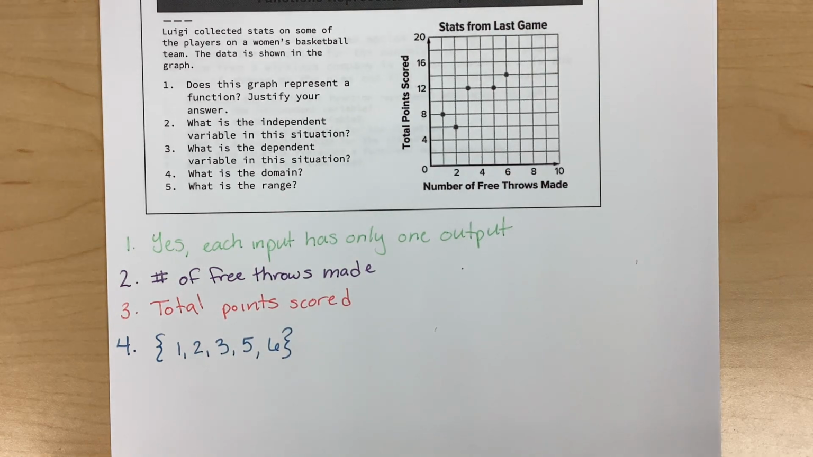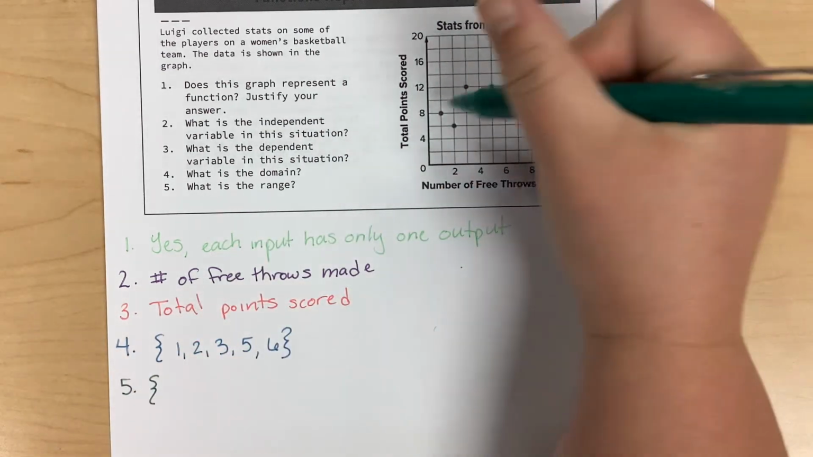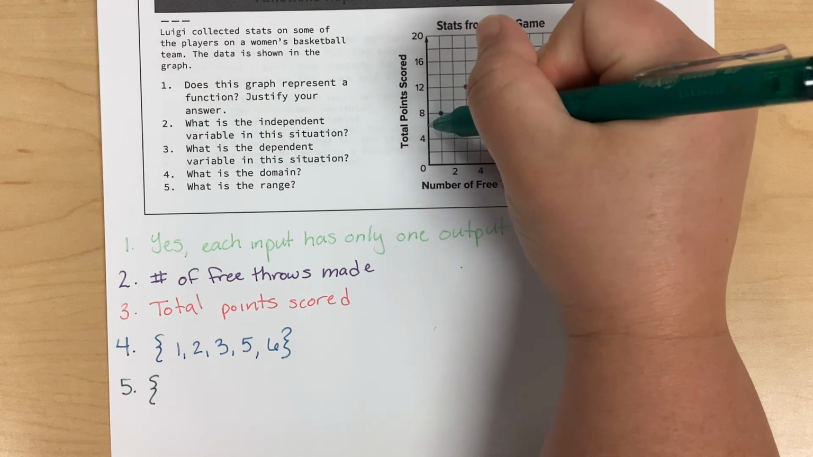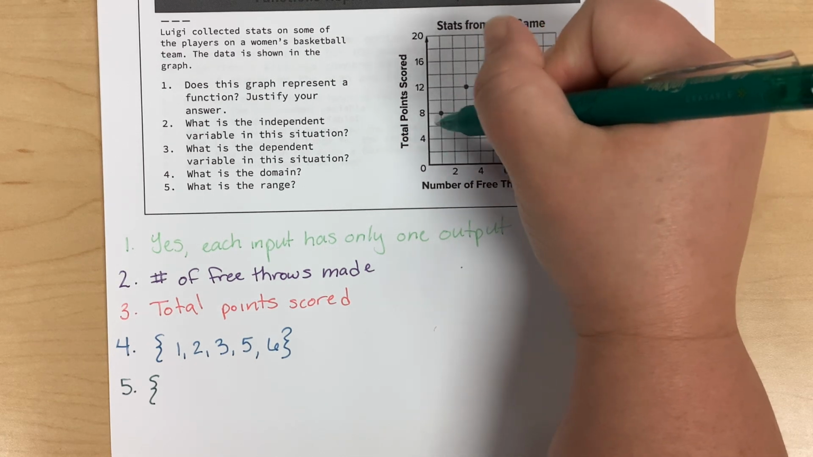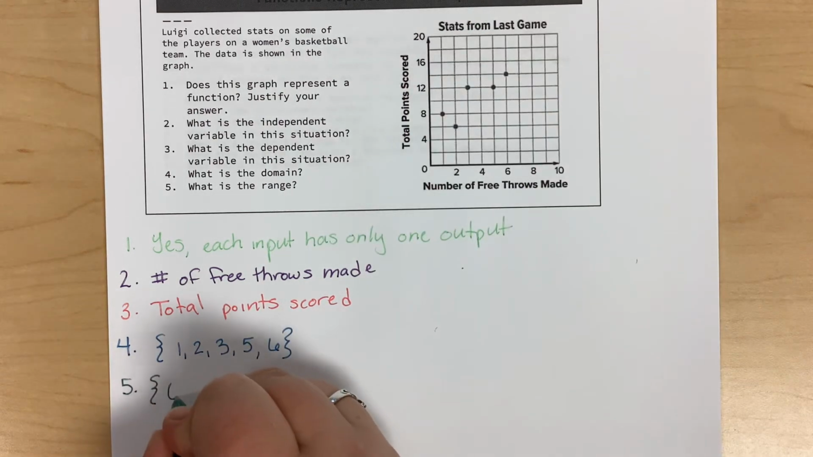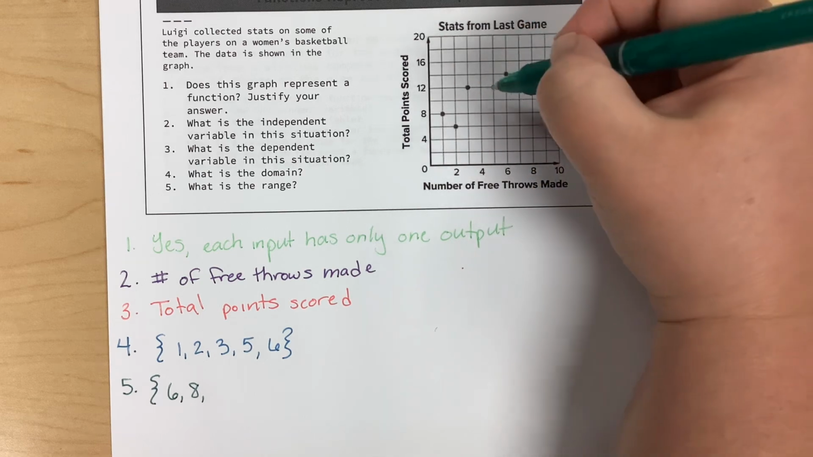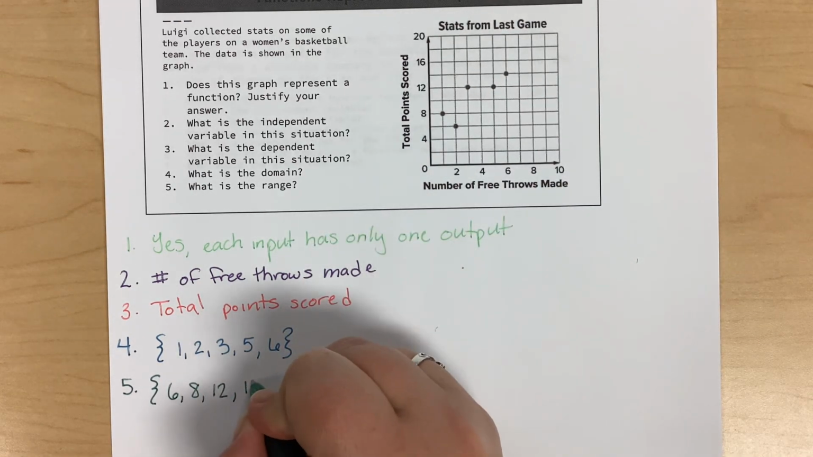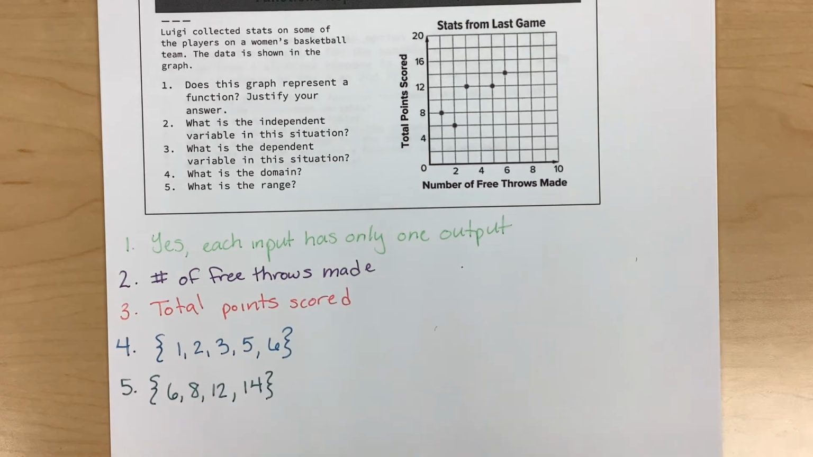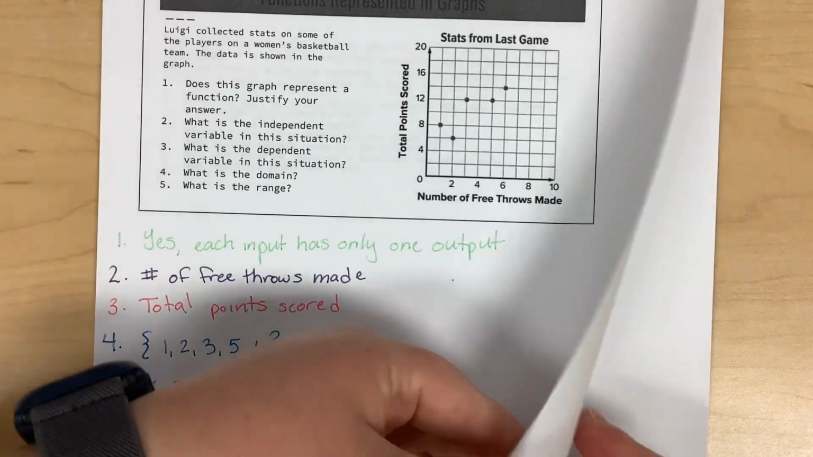And then for the range, we're going to do all of the outputs. Okay, so lowest one is, let's see what we're counting by here. 2, 4, 6, 8, so 2s. So this is 6, 8. Always check the scale. And then we have 2 of them at 12, so I'm only going to write that once. And then we have a 14. And that's our range. All right, moving on.